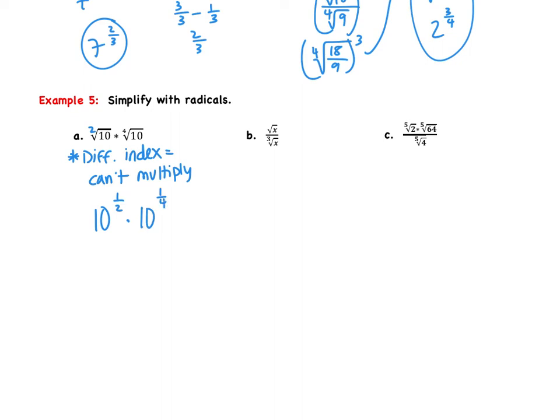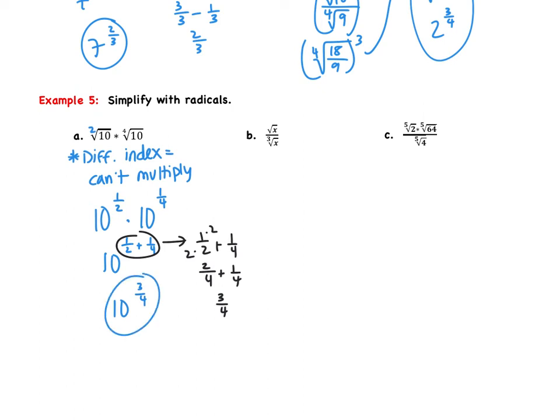Okay, this is looking better. Now I can use properties of exponents. If I'm multiplying the same base, so the 10 and the 10, I'm going to add those exponents. If I take this out to the side, I have 1/2 add 1/4. If I multiply by 2, I get 2/4 add 1/4, which is 3/4. So my answer ends up being 10 to the power 3/4.